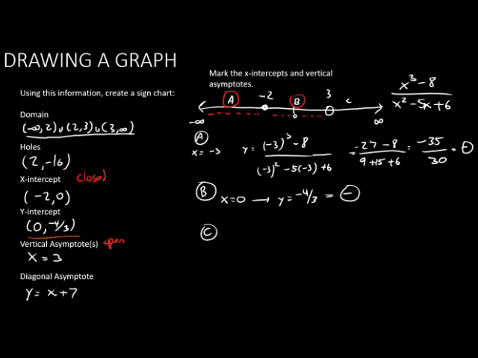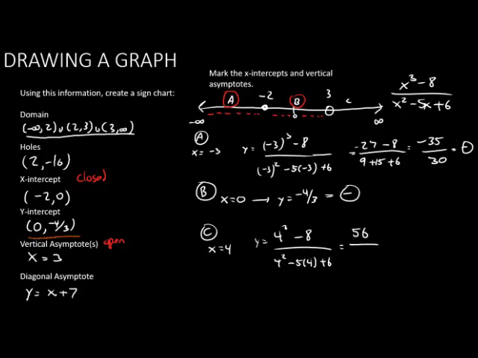Then we move on to region C. We'll need to pick an x value that is greater than 3, and we'll use x equals 4. Therefore, when we find y, we'll take 4 to the third power minus 8 over 4 to the second power minus 5 times 4 plus 6. 4 to the third power is 64. Minus 8 will give us 56.